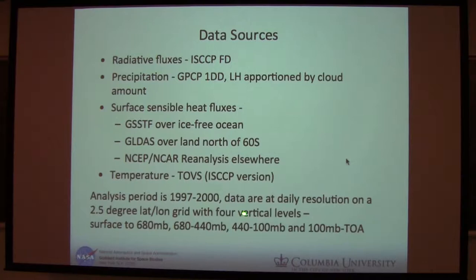A clarification. For the latent heating, you said proportion by cloud amount, but if you have high cloud, how do you get the different levels? Because if you have high cloud, then it covers the other levels.